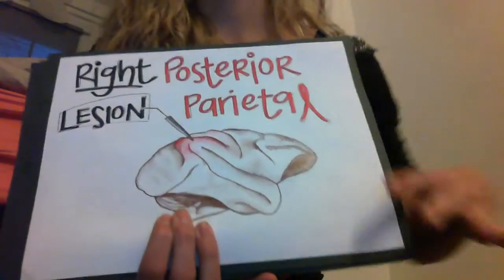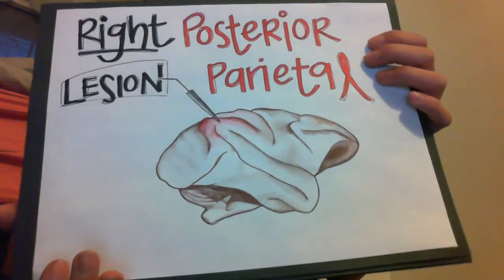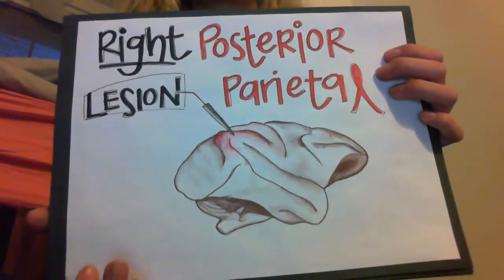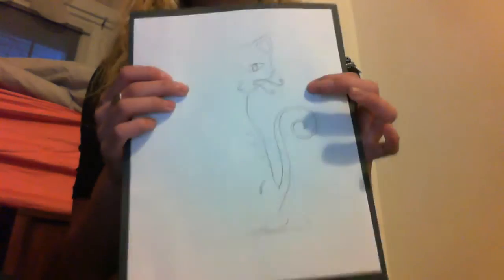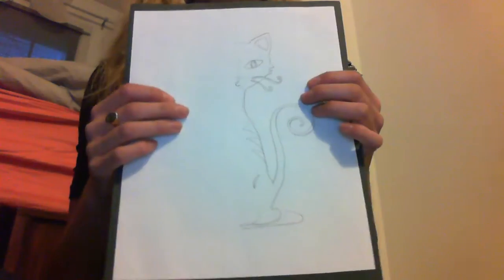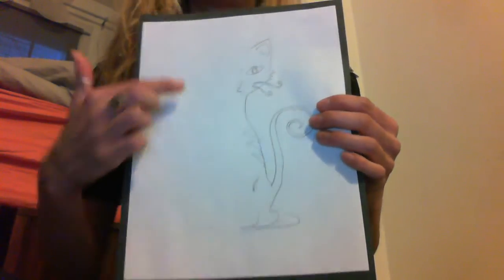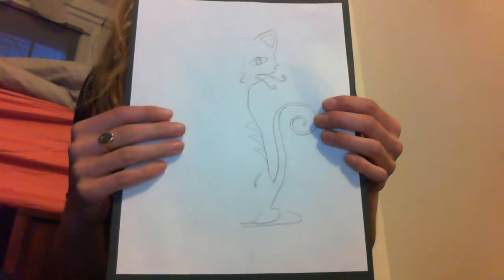However, what if I told someone with a right posterior parietal cortex lesion to draw that same cat? Unfortunately, we would end up with a sad-looking cat, with only its right side intact. What we see here is hemispatial neglect of the left side.